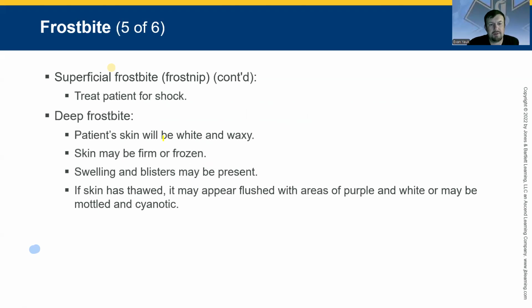Once again, frostnip, treat the patient for shock. Let's cover them up. We've got to warm them up. So we are going to cover them up, give high flow oxygen, get them laid down. Then we go on to deep frostbite. Patient skin will be white and waxy, and that's exactly what it is. It's a waxy feeling, it doesn't feel like human skin at all. Skin may be firm or frozen, so it's going to be hard. It could have swelling or blisters. If the skin has thawed, it might appear flushed, or appear purple and white, or maybe mottled or cyanotic.